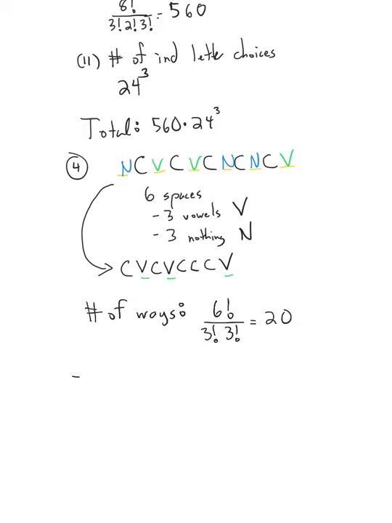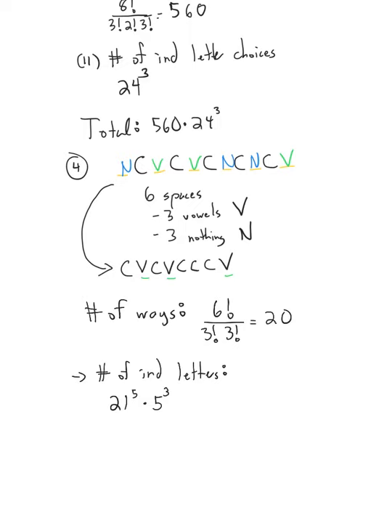Now, once we have our 20 blueprints, we just need to choose what our vowels are and what our consonants are. So the number of individual letters. Well, there are 21 consonants. We have to make that choice 5 times. And there are 5 vowels. We have to make that choice 3 times. So that's the number of individual letters.